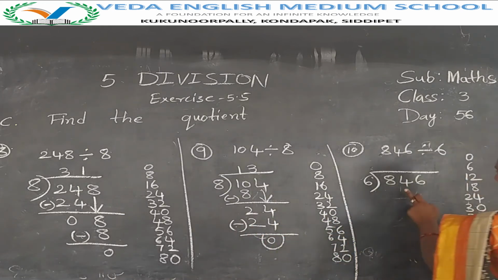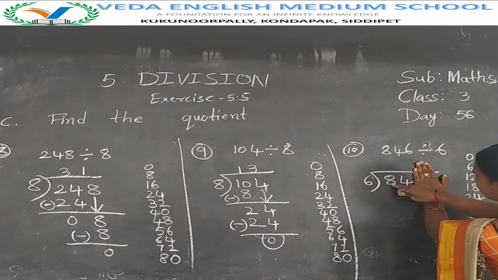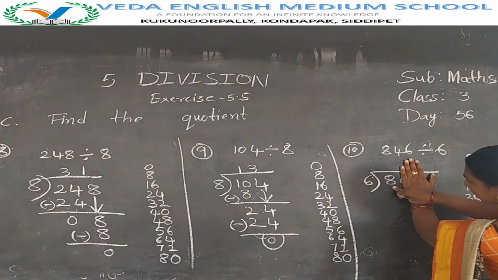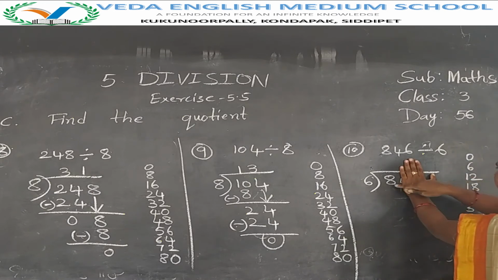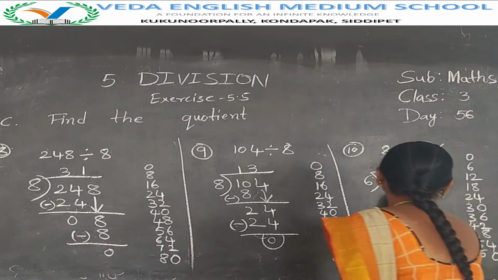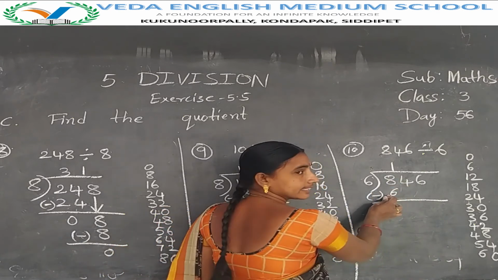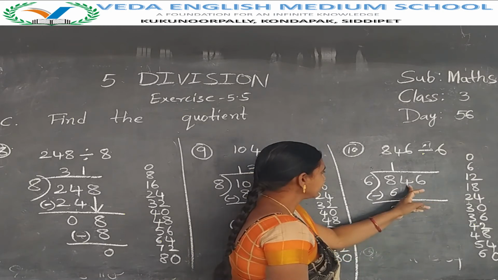Just see, you are taking only one digit here, not 2 digits. If we take 84, but here 6 tens are 60, so that's why we take only one digit. That is the first digit. Okay. The nearest to 8 is 6. 1 times 6 is 6. Now do the subtraction. 8 minus 6 is 2. Next digit, bring it down. That is 4.